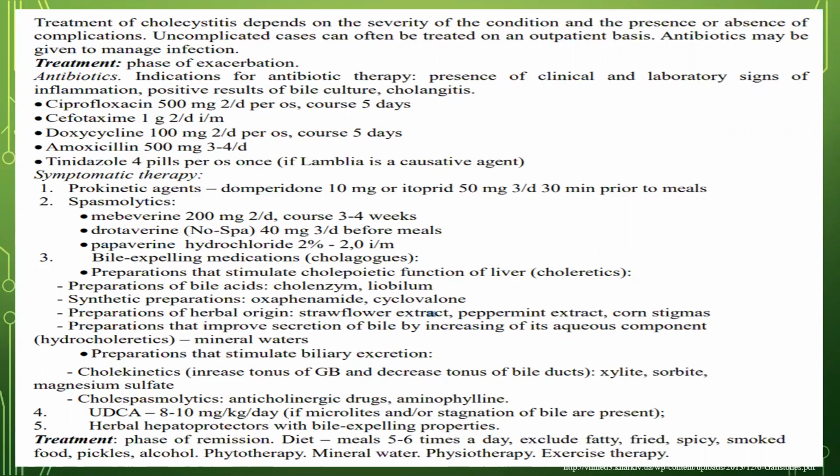It's a meal 5 to 6 times a day without fatty, fried, spicy, smoked food, pickles, alcohol, coffee, etc. Phytotherapy usually includes herbs with choleretic or cholecystokinetic abilities if needed. Mineral water, physiotherapy, and exercise therapy improve motility of the gallbladder and ductal system.